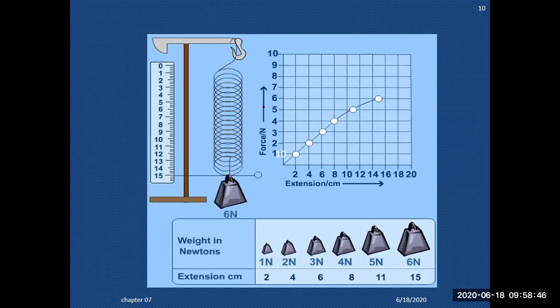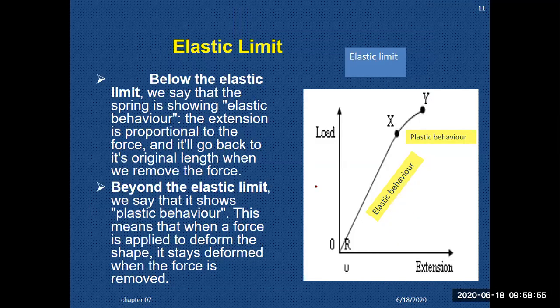So here are the two. When you have increased the weight, the graph is not a straight line after this. So this is the limitation. So here is the elastic limit. This one is elastic behavior, after which the object is not regaining its shape. This is the load, and this one is the extension. If you look below the elastic limit, we say that the spring is showing elastic behavior. The extension is produced by the force, and it will go back to its original length when we remove the force. I have given you an example of up to 4 Newton.